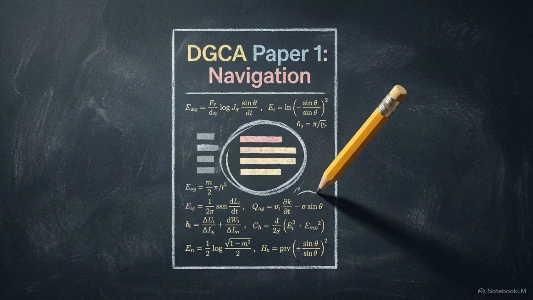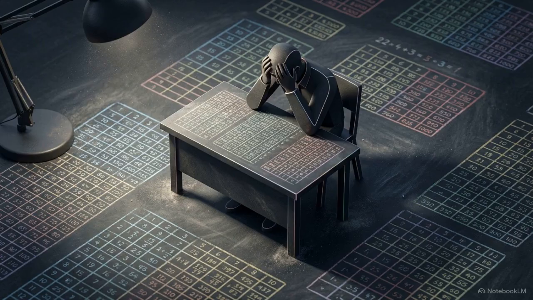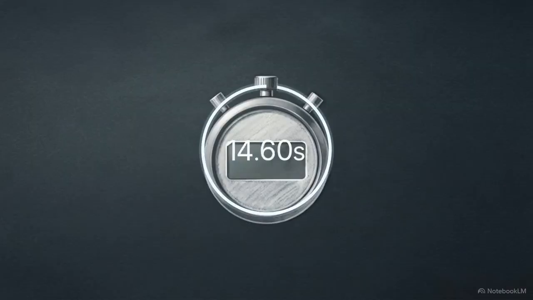Here is a time and longitude calculation pulled directly from a DGCA exam paper. UTC is 0800, and the aircraft is at 90 degrees east. Find the local mean time. Most students freeze when they see this, or they try to remember complex conversion tables. But you can solve this in your head in under 15 seconds.